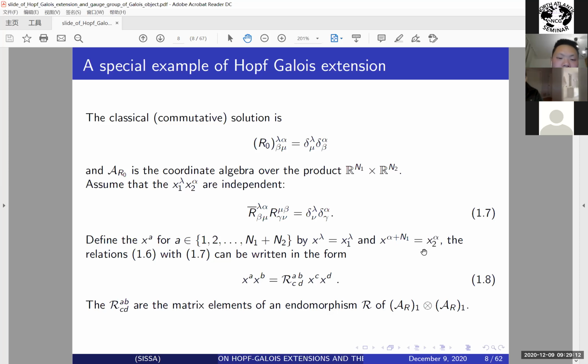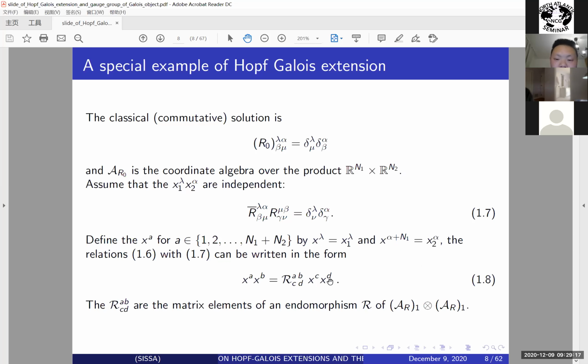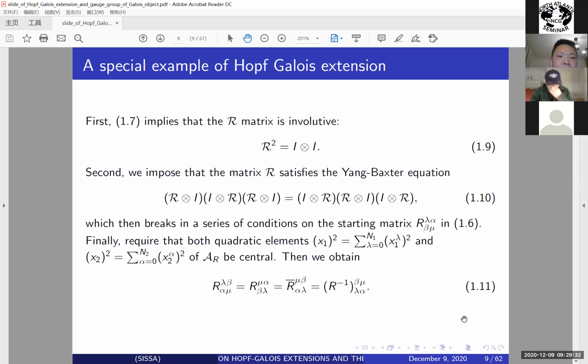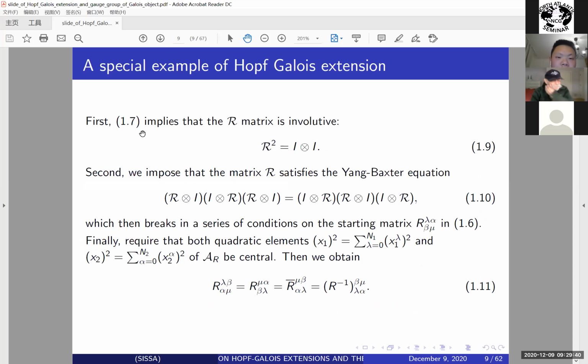alpha x2 alpha. And then we can write the commutation relation 1.6 in a single relation 1.8, but this commutation relation is replaced by this matrix R. And this is a matrix element of endomorphism of AR1 tensor AR1. Okay, and so we can see this 1.7 can be translated into the relation on the matrix R, that is 1.9, R0 equal to 1 tensor 1.